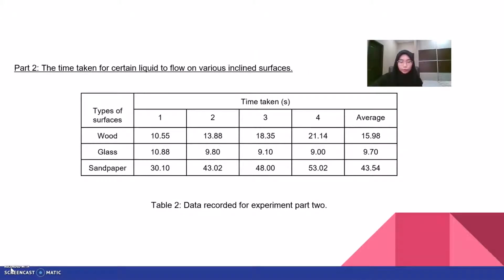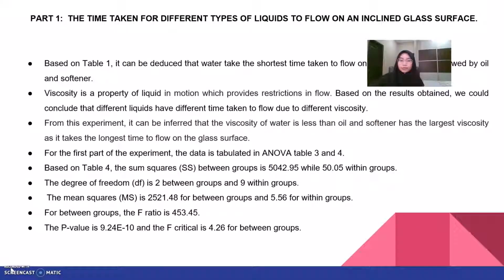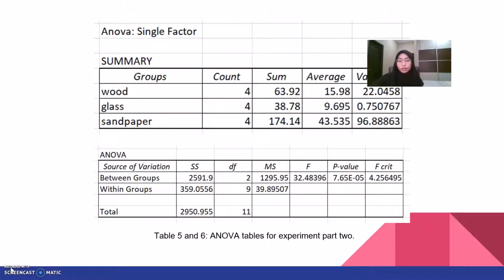Next is part 2. Table 2 shows the data recorded for experiment part 2, which is the time taken for a certain liquid to flow on various inclined surfaces. For part 2, we tested oil flowing on three different types of surfaces, which are wood, glass, and sandpaper. Then we repeated the experiment 4 times and calculated the average value. Tables 3 and 4 show the ANOVA tables for experiment part 1, and tables 5 and 6 show the ANOVA tables for experiment part 2.